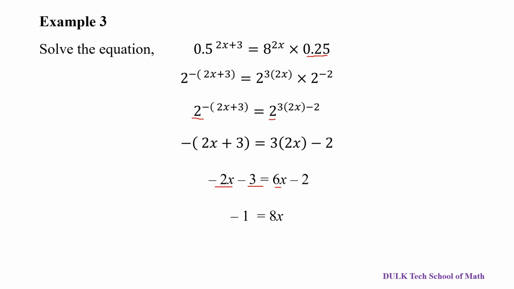Taking minus 2x to the other side, to the right hand side, it will be plus 2x. So 6 plus 2x is equal to 8x. Right. Now dividing both sides by the coefficient of the unknown, which is 8, we find out that x is equal to minus 0.125. Right.